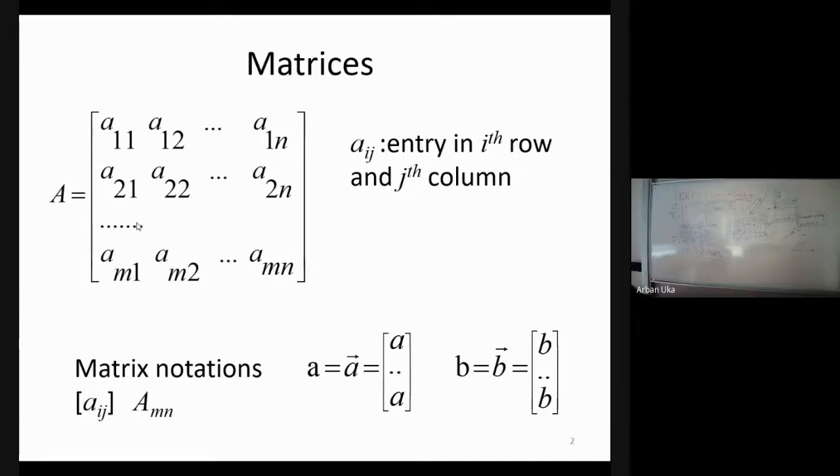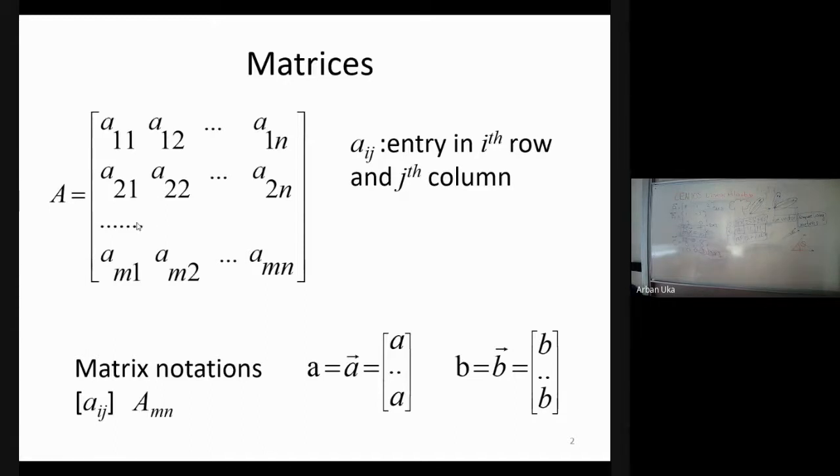Okay, so let's continue. As we said in the first hour, we are going to talk about matrices. A matrix is just a mathematical construct. It's an array of numbers placed in rows and columns. For example, the matrix shown here has m rows and n columns, and any entry aij is in the ith row and jth column. So the second index denotes the column.